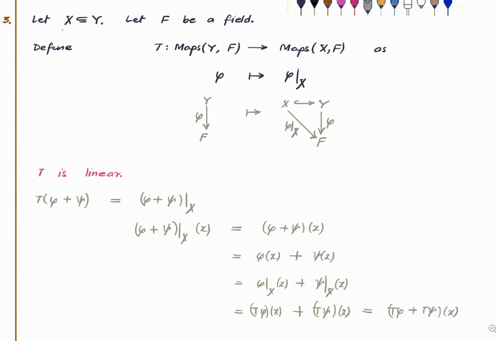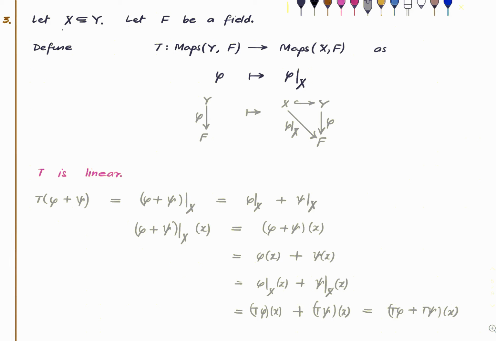So T of (phi + psi), this is T of (phi + psi). If you feed x to it, it's the same as feeding x to this guy, and therefore this is actually equal to phi restricted to X plus psi restricted to X. This is something trivial. I'm just writing it out in full detail to confuse you.